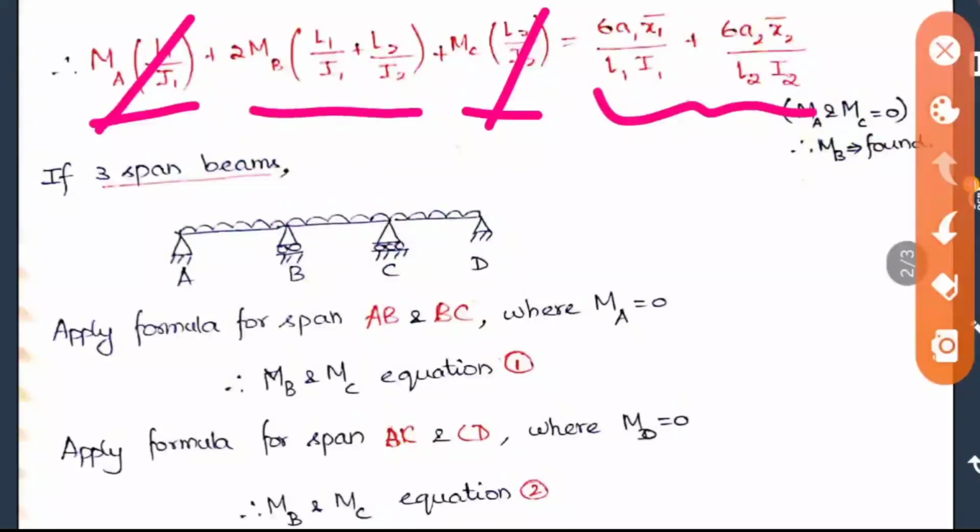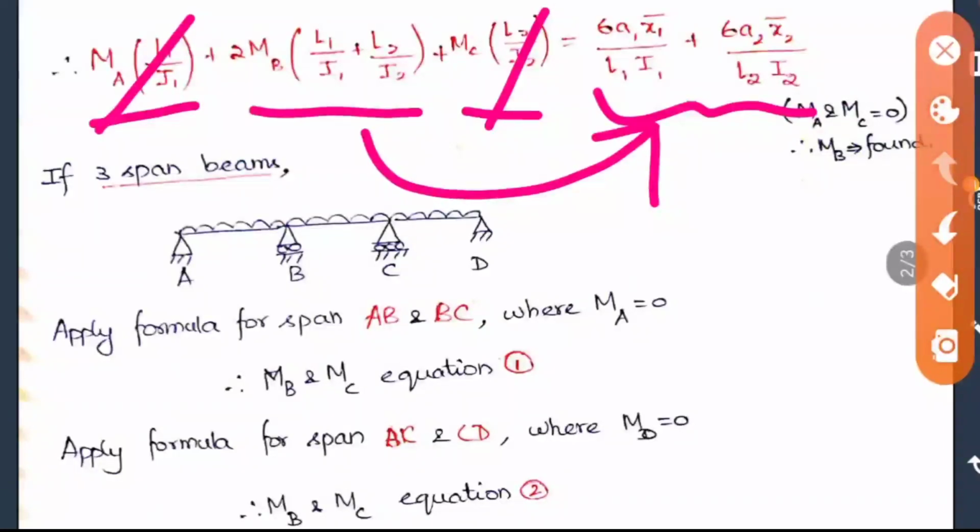These all values we have, so we can equate this formula with this one. The only unknown here is MB. So you can calculate the MB value, that is the moment at the B point. After calculating that moment, you can draw the combined bending moment diagram for the whole structure. This is how we find the moment at any point using the three moments theorem.